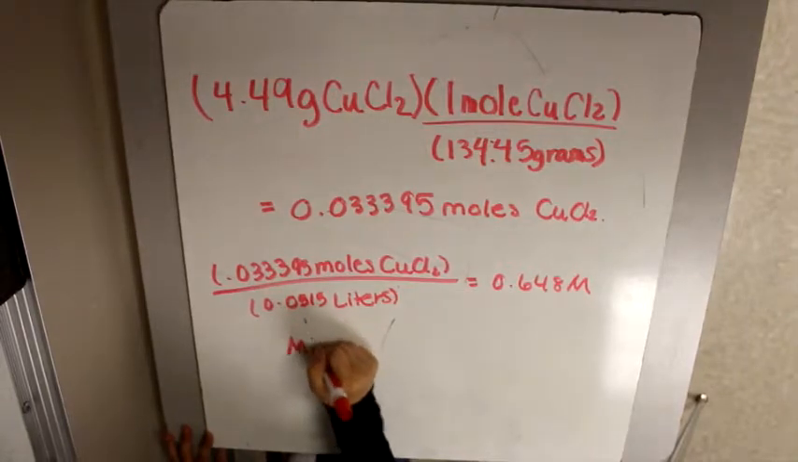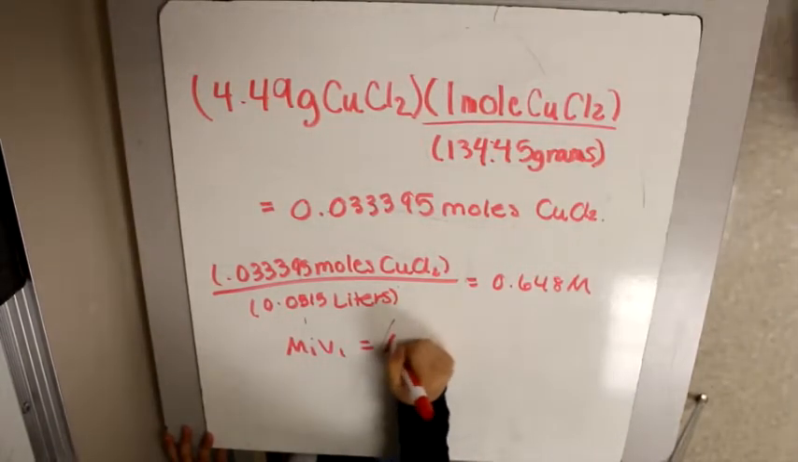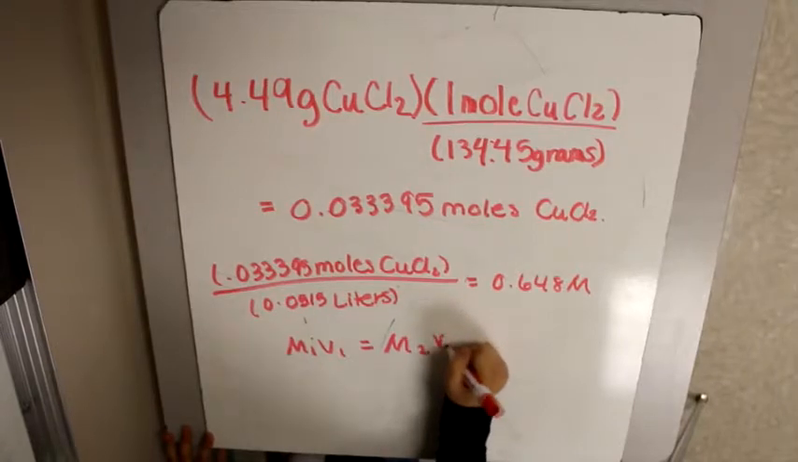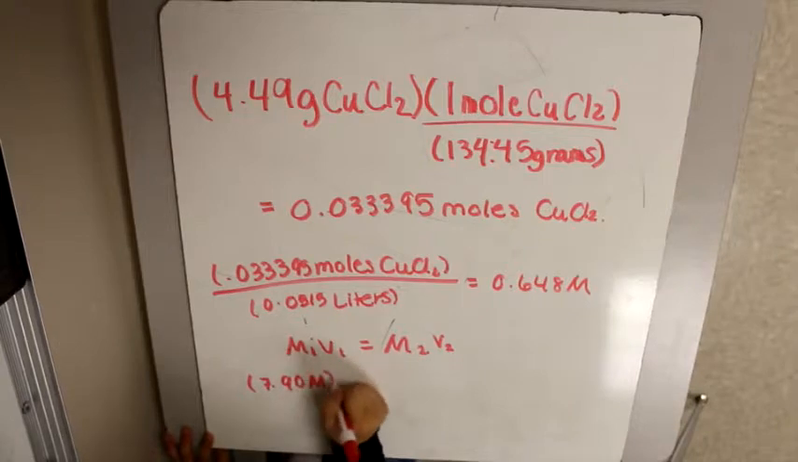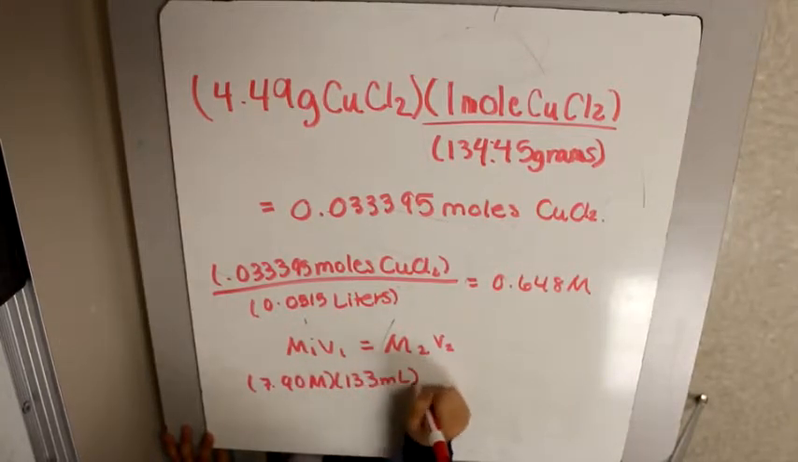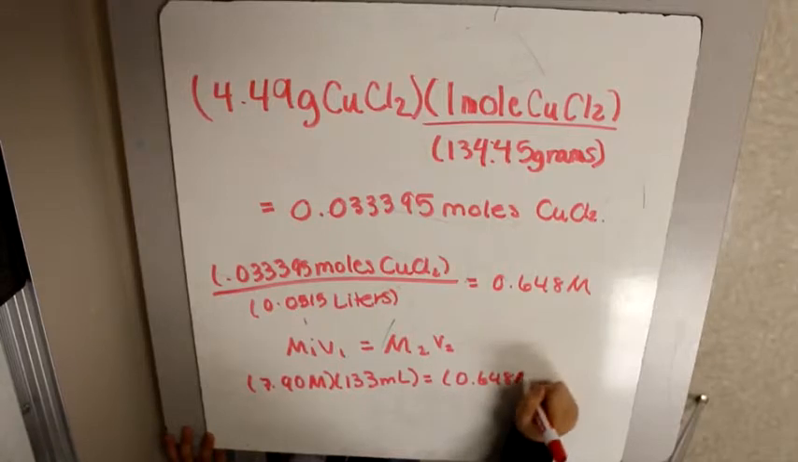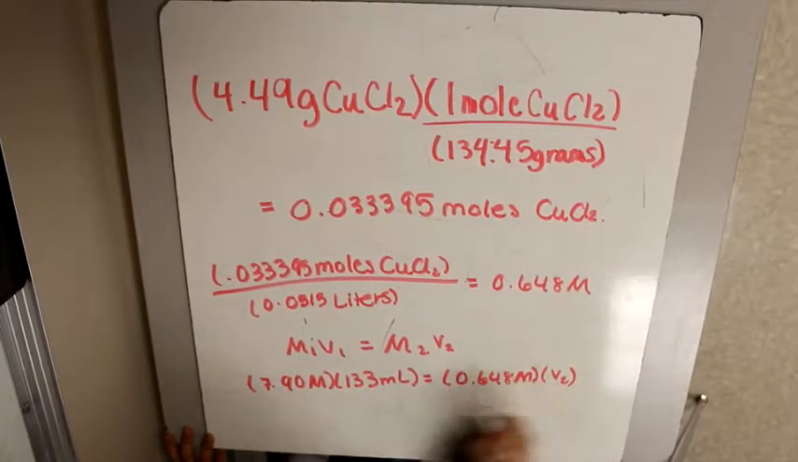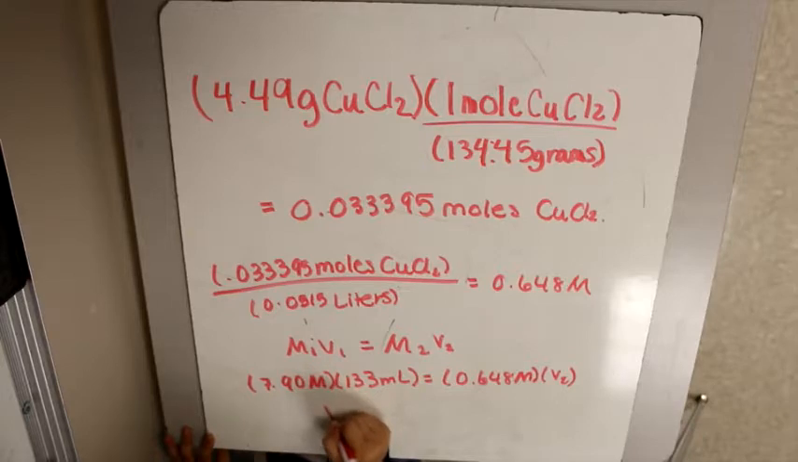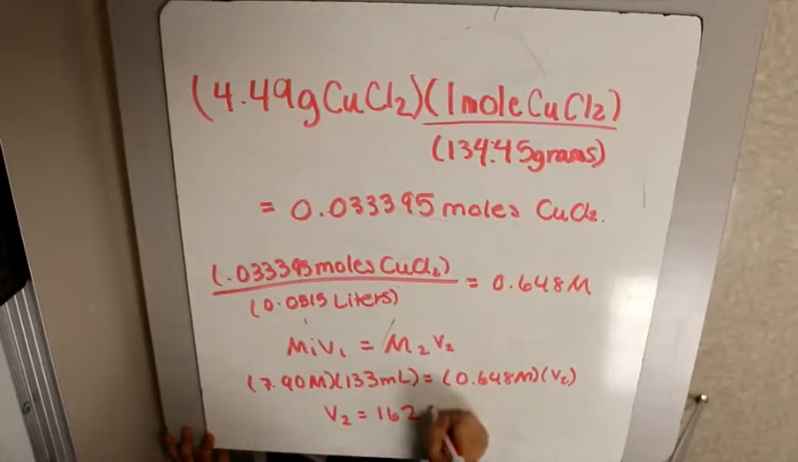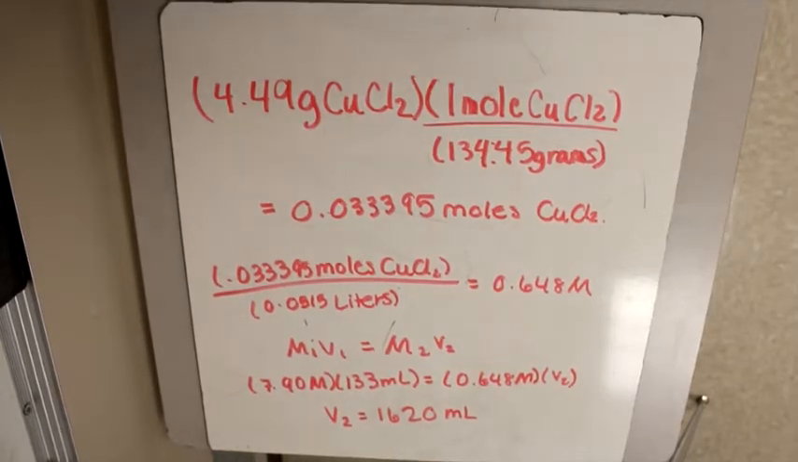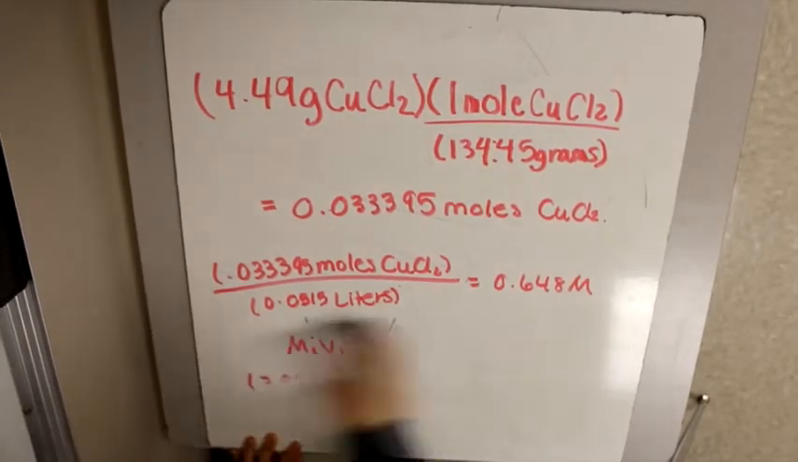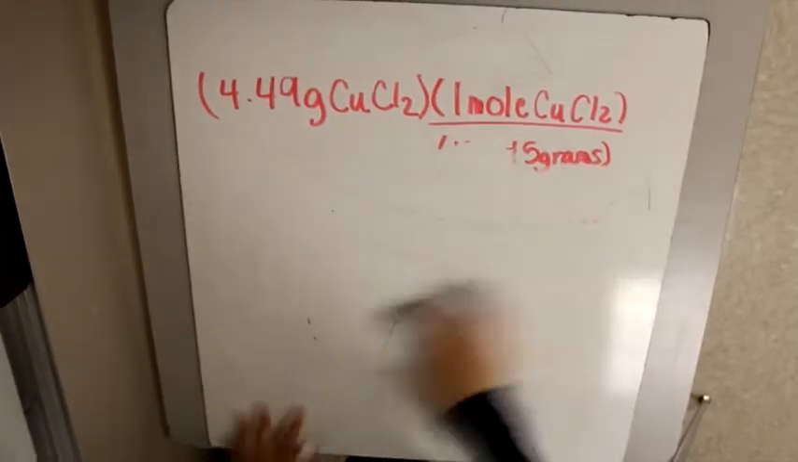Finally, we can use the dilution equation and plug the values in. We plug it into the equation M1V1 equals M2V2. In this equation, 7.90 molarity is M1, 133 milliliters is V1, 0.648 molarity is M2, and we are solving for V2. After dividing both sides by 0.648 molarity, we find that V2 equals 1,620 milliliters. Now you know that you need to dilute the 133 milliliters of a 7.9 molarity CuCl2 solution to 1,620 milliliters.